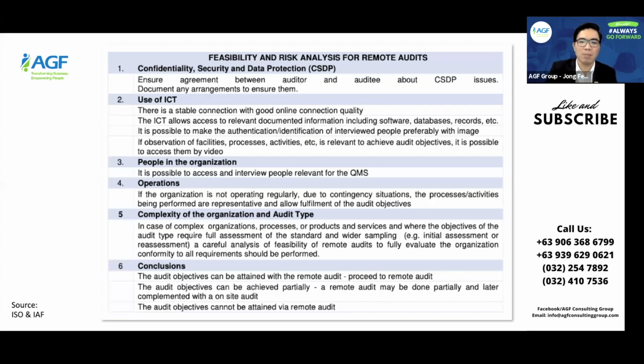The audit objectives can be attained with a remote audit. No? So the audit objectives can be achieved partially. A remote audit may be done partially and later completed with an on-site audit. That's what I was saying earlier. The audit objectives cannot be attained by remote audit. If that's the case, then don't do remote auditing. Okay.